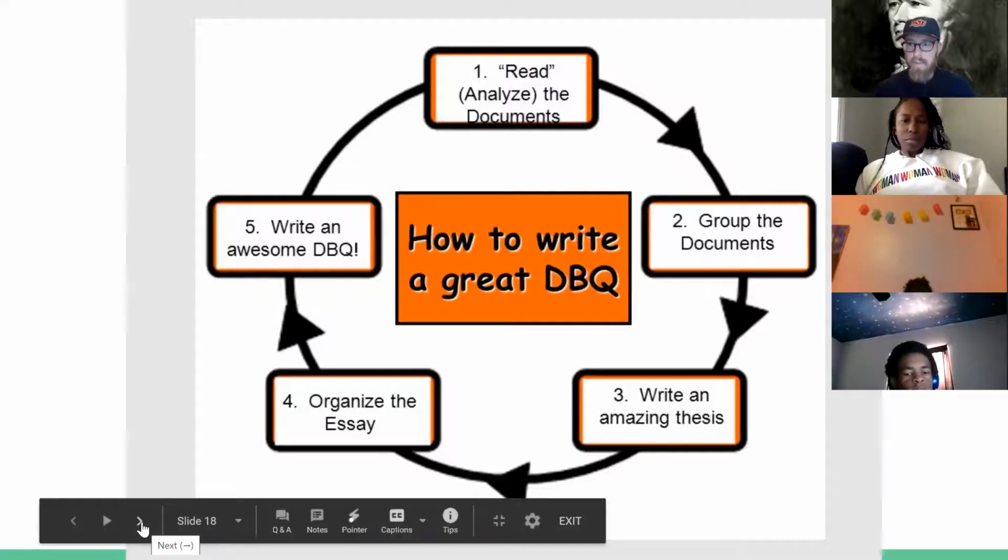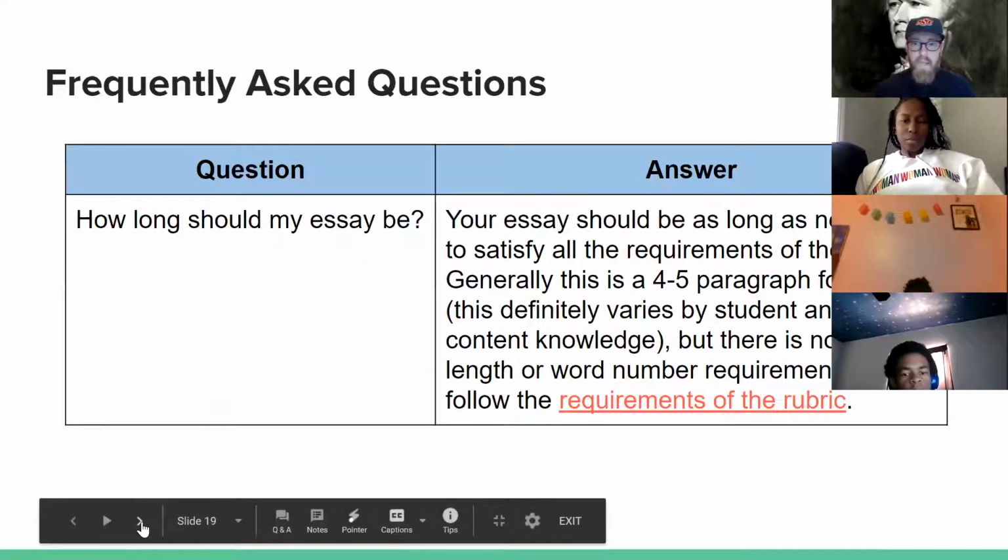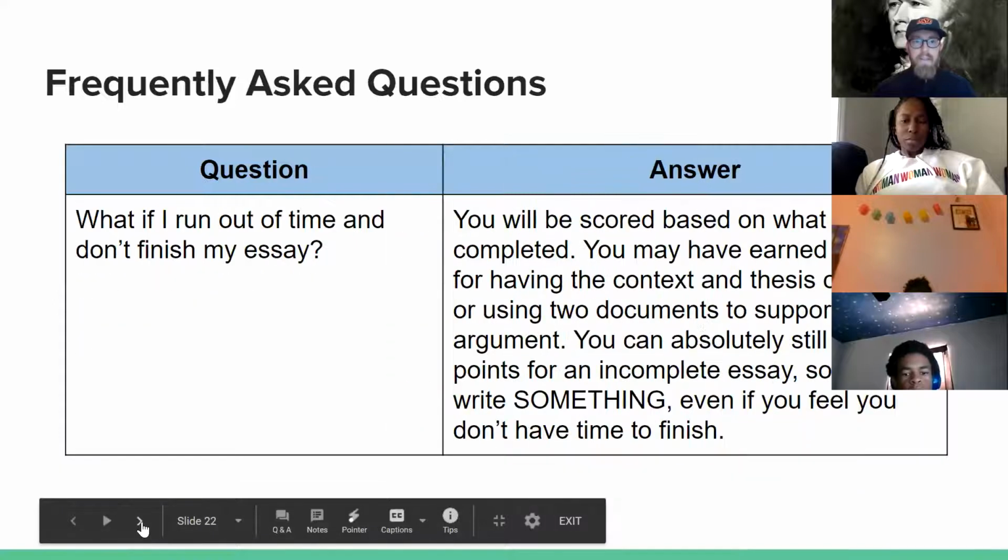The cyclical chart always makes things look simple, so I already covered how long it should be, spelling and grammar.